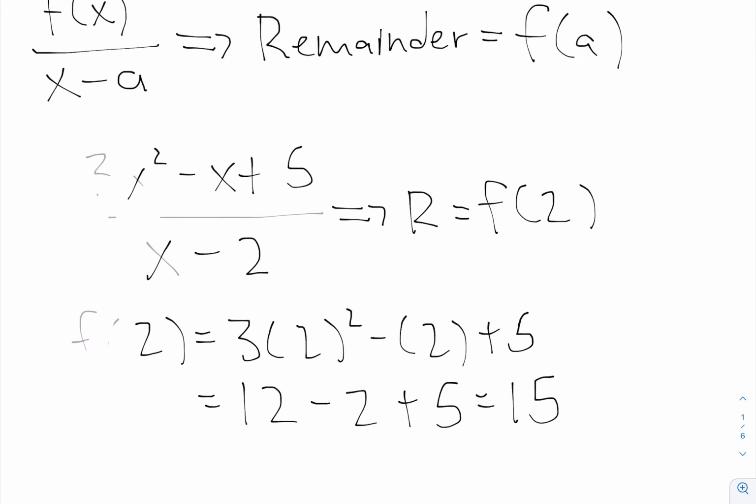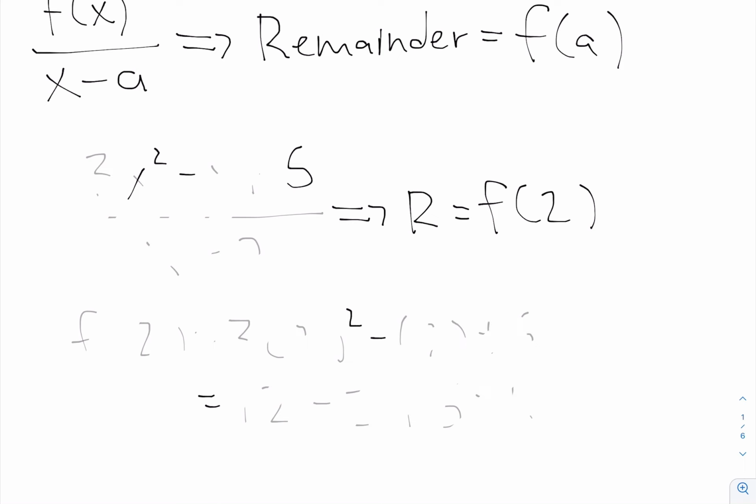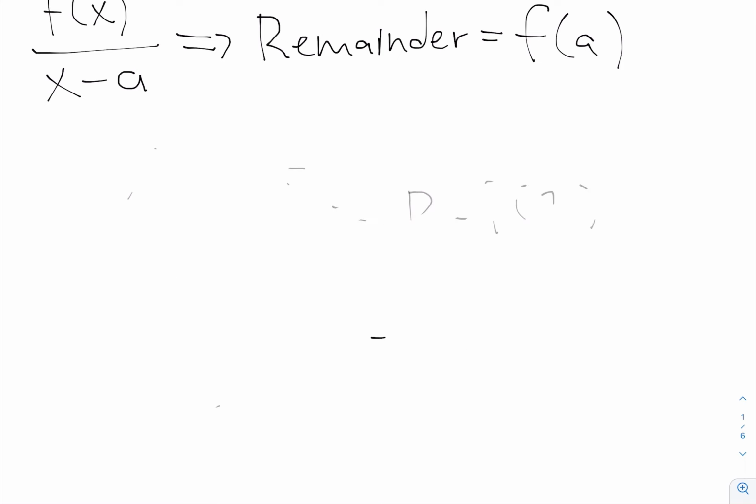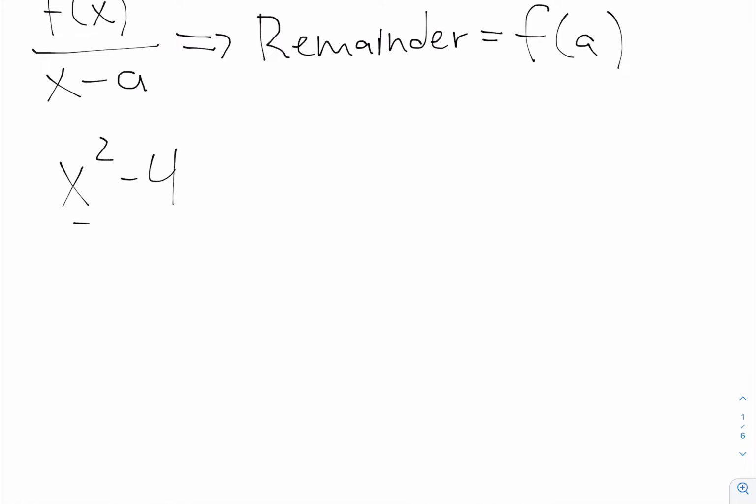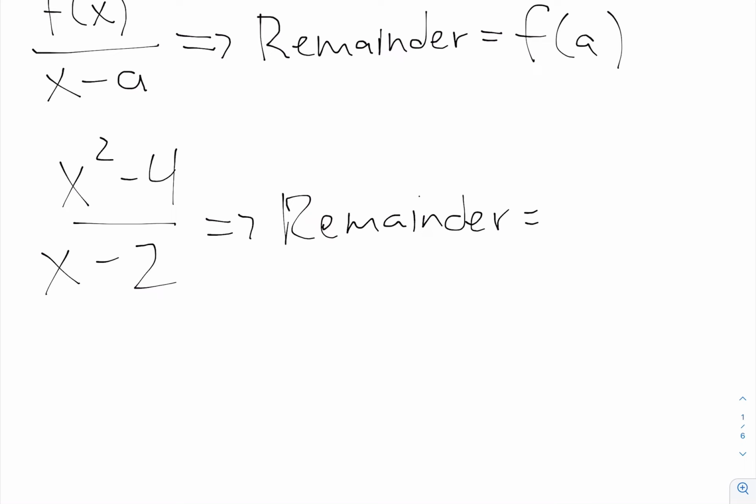So let's think of our own example right now. Let's say we had x plus 2 times x minus 2, so this will be x squared minus 4. Let's say x squared minus 4 is our function, and we're dividing by x minus 2. Remember, the remainder of this will be equal to f evaluated at a. In this case, a is 2.